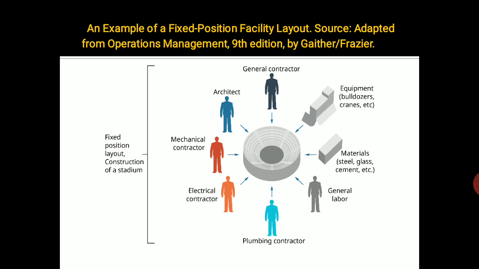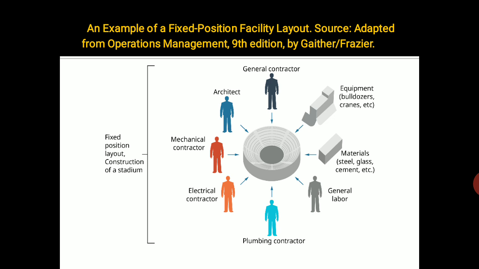It may be the general contractor, it may be equipment like bulldozers or cranes brought there, it may be materials like steel, glass, cement, etc. There may be general labor working, there may be a plumbing contractor, electrical contractor, mechanical contractor, or maybe the architect. All of them are there, but the product remains as it is. In fact, these facilities keep on moving around the construction of the stadium.